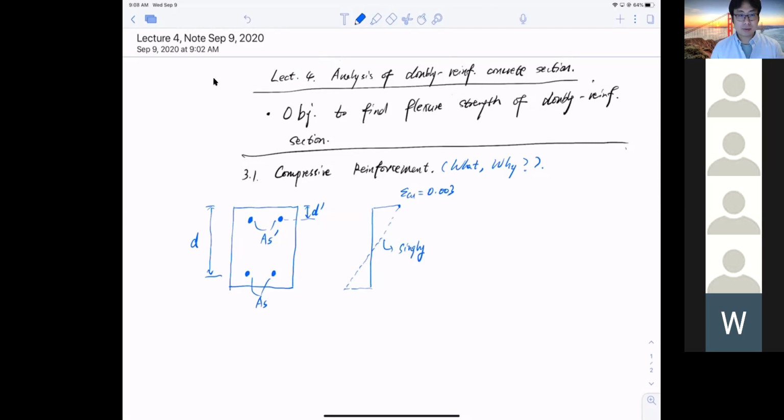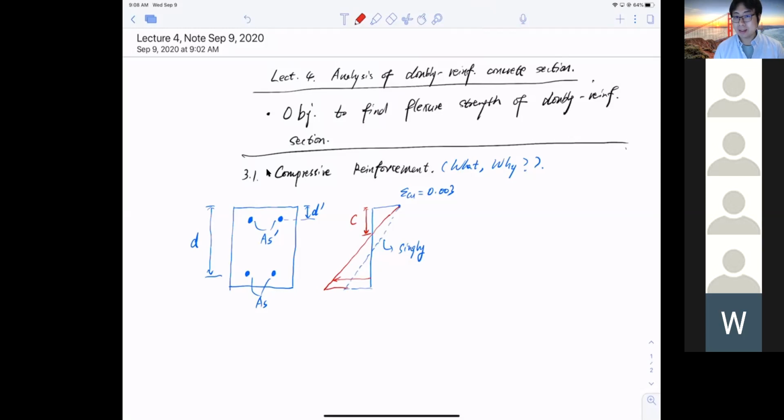So if we have less concrete, and I draw my true strain distribution diagram, it should follow something like this: a reduced compressive zone. That is the actual compressive zone, reduced. When the compressive zone reduces, I actually increase my strain on the tension side.